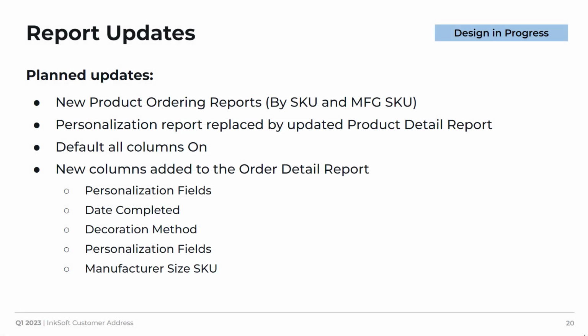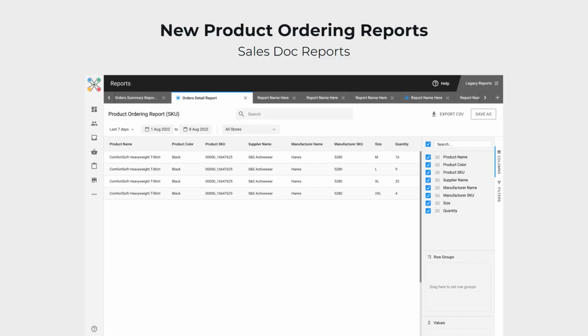Here's a quick overview for the planned updates for reporting. First of all, there's a new product ordering report by SKU and manufacturer SKU. The personalization report has been replaced by an updated product detail report. The default is now all columns on, and new columns have been added to the order detail report, including personalization fields, date completed, decoration method, and manufacturer size SKU.